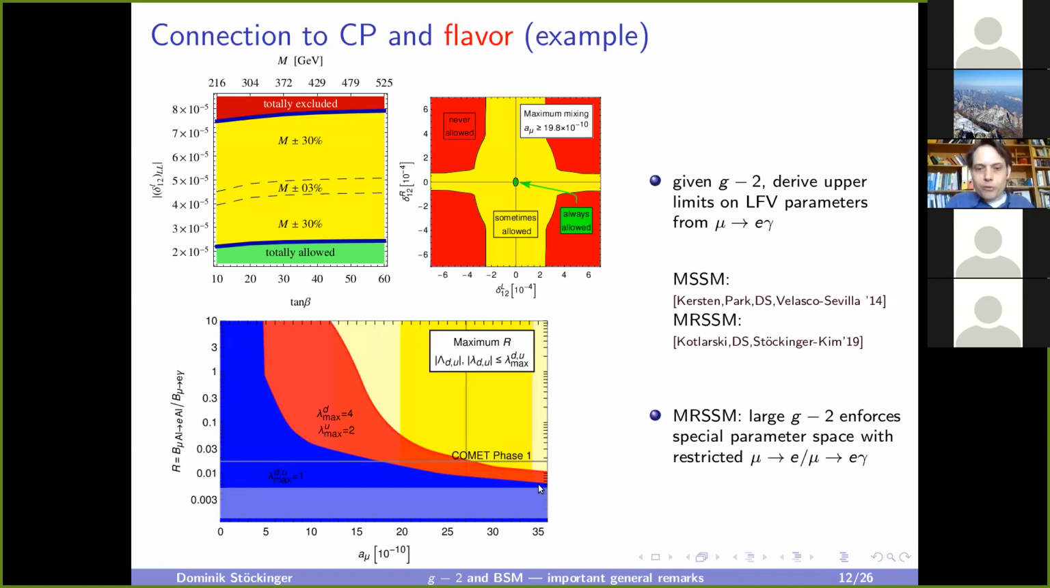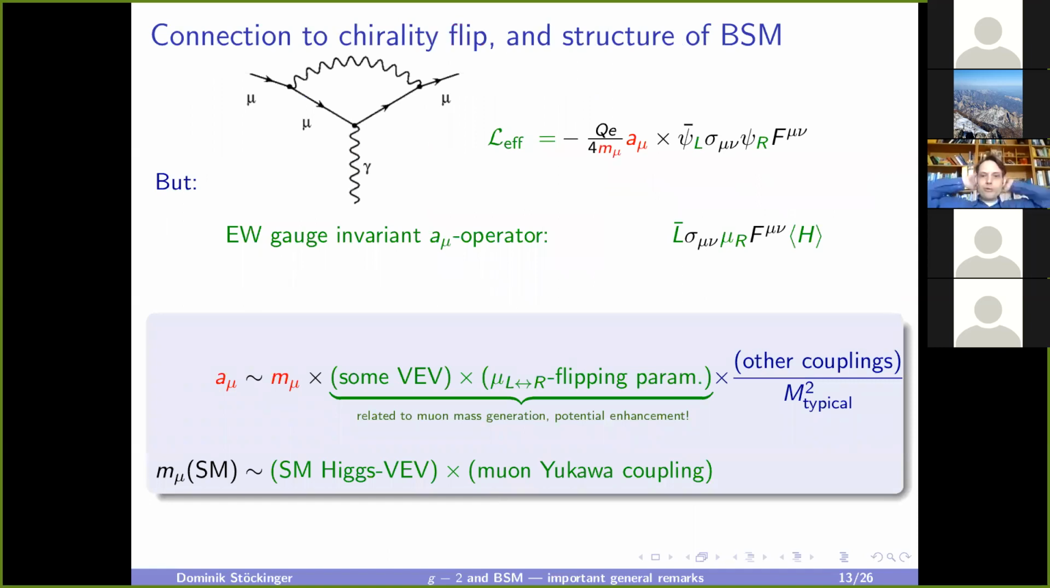However, if g-2 is large, then you are forced to go into the specific parameter region where the ratio between the lepton flavor violating observables is fixed, essentially. And that is an illustration of going to specific parameter regions. In fact, the outcome of this study is that if g-2 is really large, then the ratio is fixed in such a way that the COMET experiment becomes almost insensitive to this model. Okay, so you need to go to specific parameter spaces.